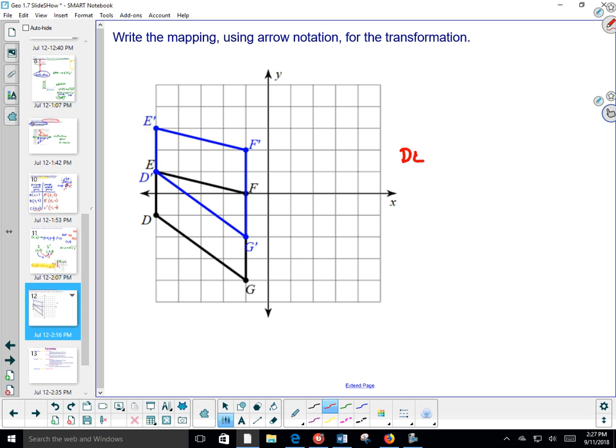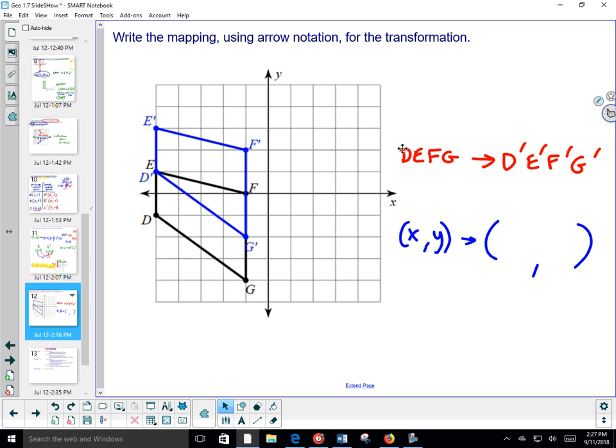I was so confused. So wouldn't we start by saying, hey, DEFG is mapping to D prime, E prime, F prime, G prime? Agreed? Yes? But now you're going to tell me X comma Y maps to what? Talk about it with people around you. See what you decide. What's your name on it?